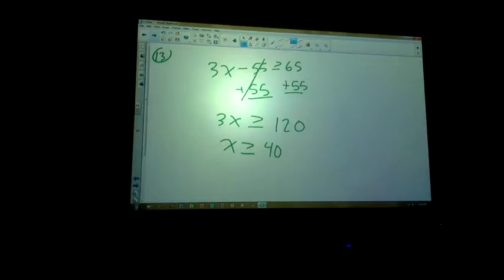So once they start their sales, if they sell 40 items, starting at 40 items, that will get them at least $65 profit, meaning it makes back their money that they spent as well as gets them profit. That's an okay business plan.